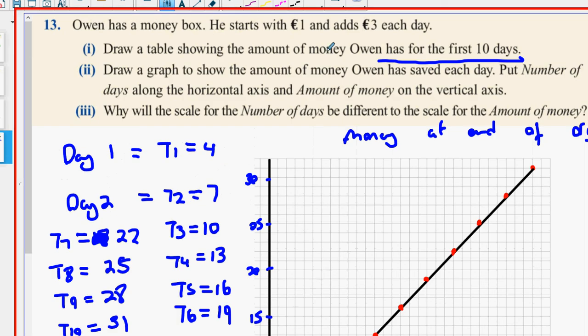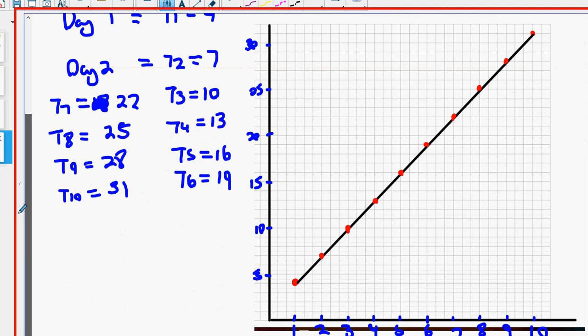Why would the scale for a number of days be different to the scale for an amount of money? What do we mean by scale? Well, first of all, it's not going up in 1s, is it? Because it's going up in 3s every time. Secondly, it's a really weird question.